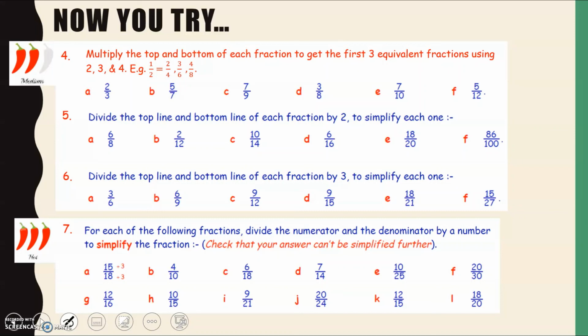And lastly, question 7, our hot questions. You need to simplify each of those, but this time it doesn't tell you what to simplify by. So 5 tells you to simplify by 2, 6 tells you to simplify by 3, but for question 7, you need to spot which times tables both those numbers are in. Try your best for me and let me know if there are any problems.